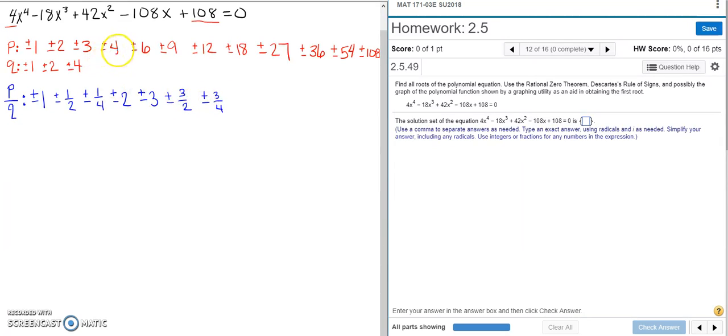Okay. 4 divided by 1 is 4. 4 divided by 2 is 2. That's already there. 4 divided by 4 is 1. That's already there. 6 divided by 1 is 6. You get the idea, right? So I'm going to go through and finish this list, and then I'll be right back.